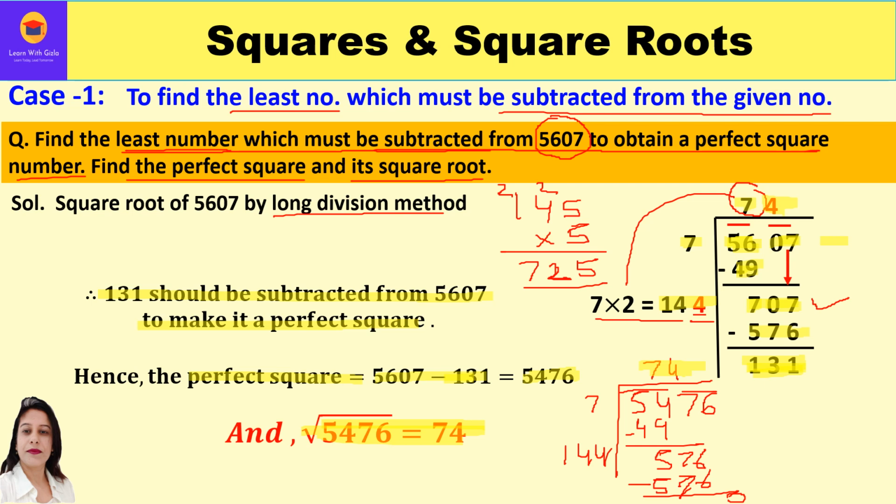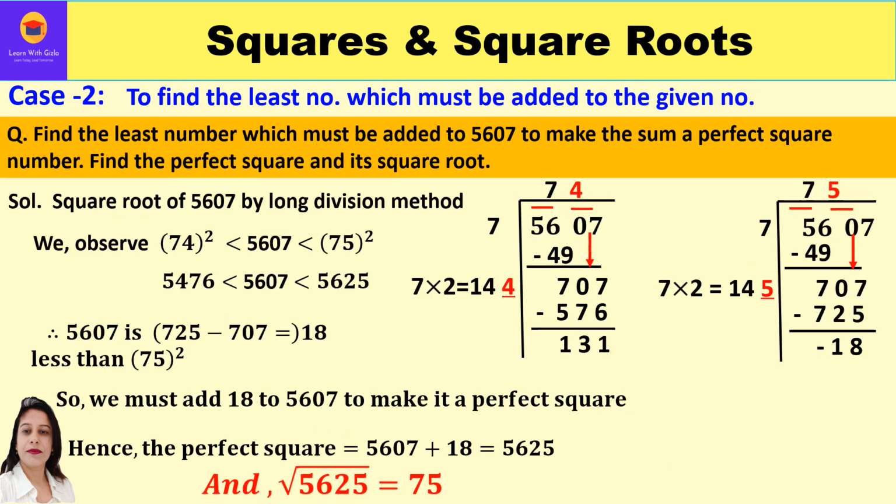That means from 5607 we subtracted 131 to get a perfect square number, that is 5476, and the square root of 5476 is 74. Now let us take up the second case, where we have to find the least number which must be added to the given number to make it a perfect square number. Now this given number is not a perfect square number, so we have to find that least number that will be added to this given number so that it becomes a perfect square number.